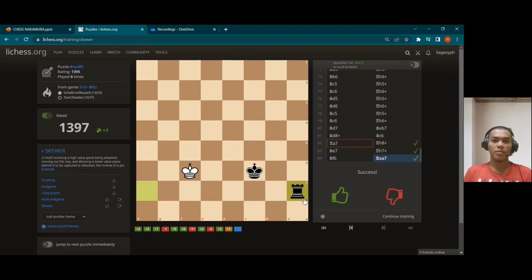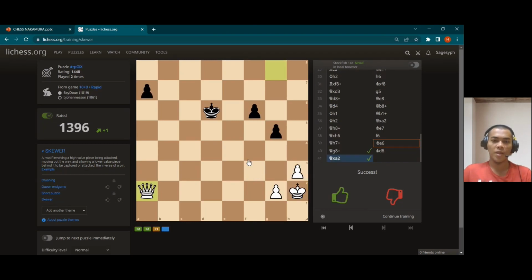So that is the application of the absolute skewer, which is we check the king and then we capture the piece behind it, which is unprotected by any other pieces. So that's it for the application of the absolute skewer from me.